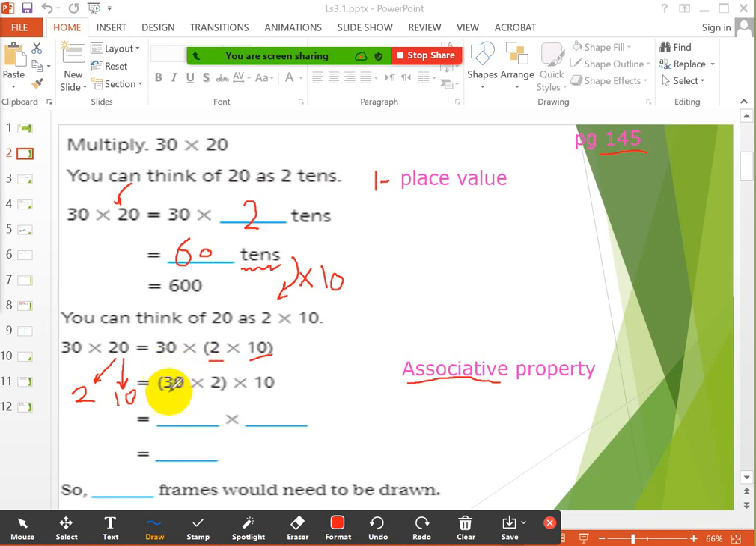3 multiplied by 2 equals 6. And put 0 next to the answer, so it will be 60. So the answer for this parenthesis is 60. And then I will multiply this number with 10. Now, 60 multiplied by 10, very easy I think, because 6 multiplied by 1 equals 6. And put 2 zeros next to the answer, so the number will be what?